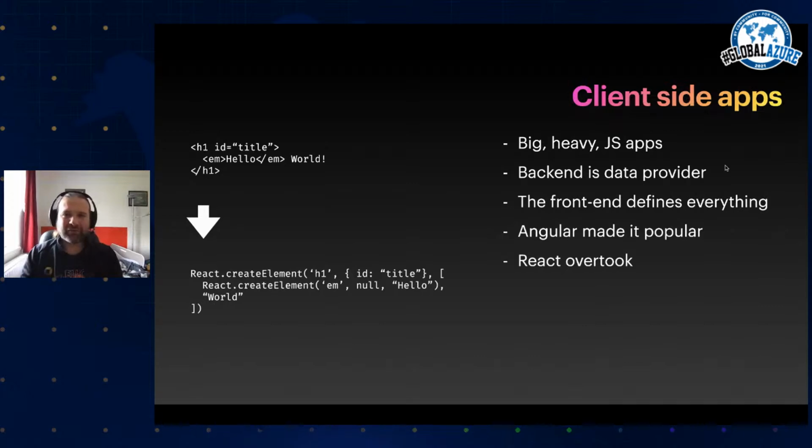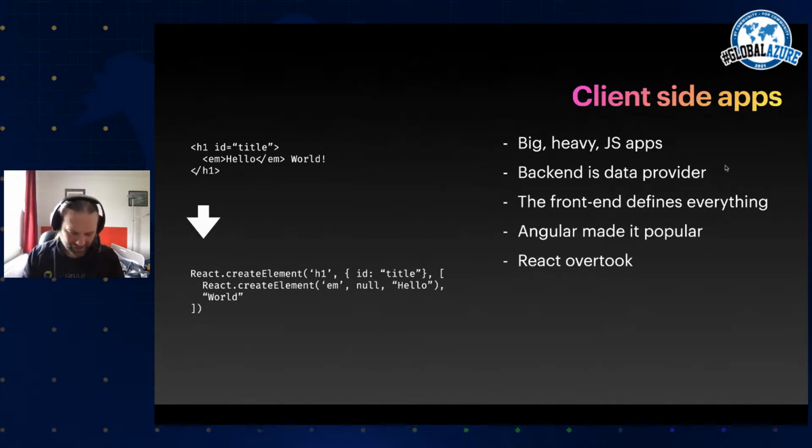Why not render everything on the client? Why don't we use those wonderful, nice JavaScript frameworks and do everything there? Rendering HTML, doing interactions. The backend is merely a data provider. You just get JSON payloads and render them on the client. The front end defines everything. And there have been tons of efforts in that direction.